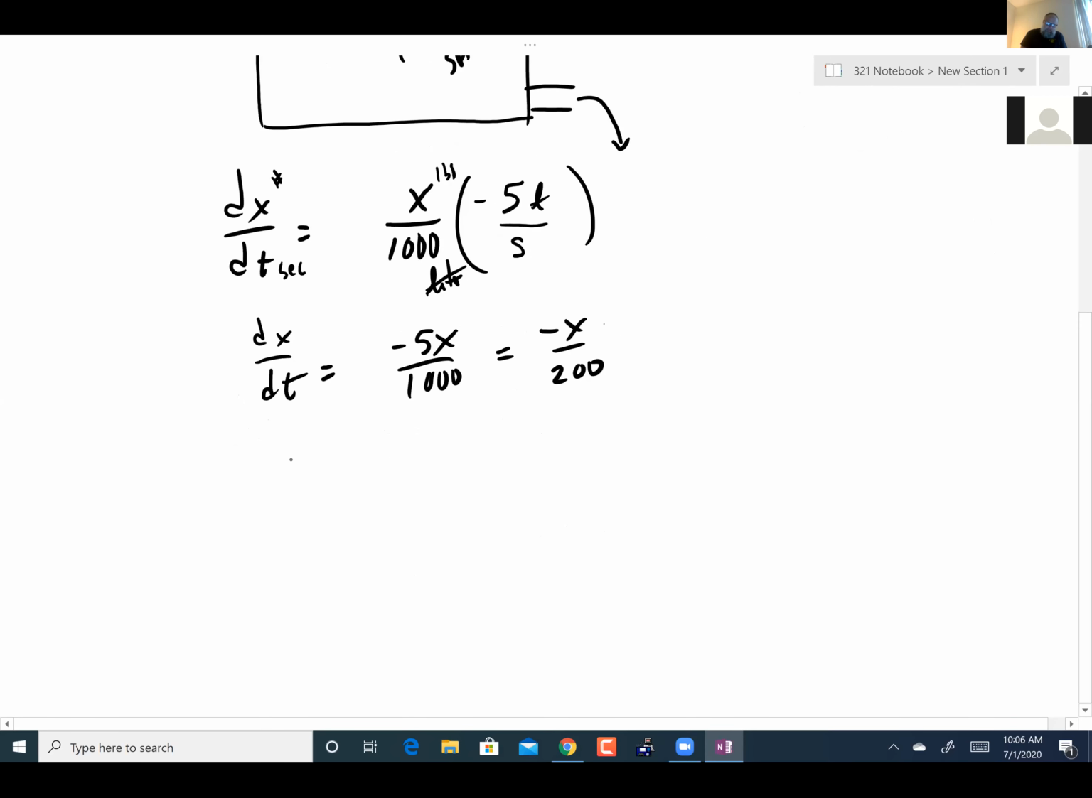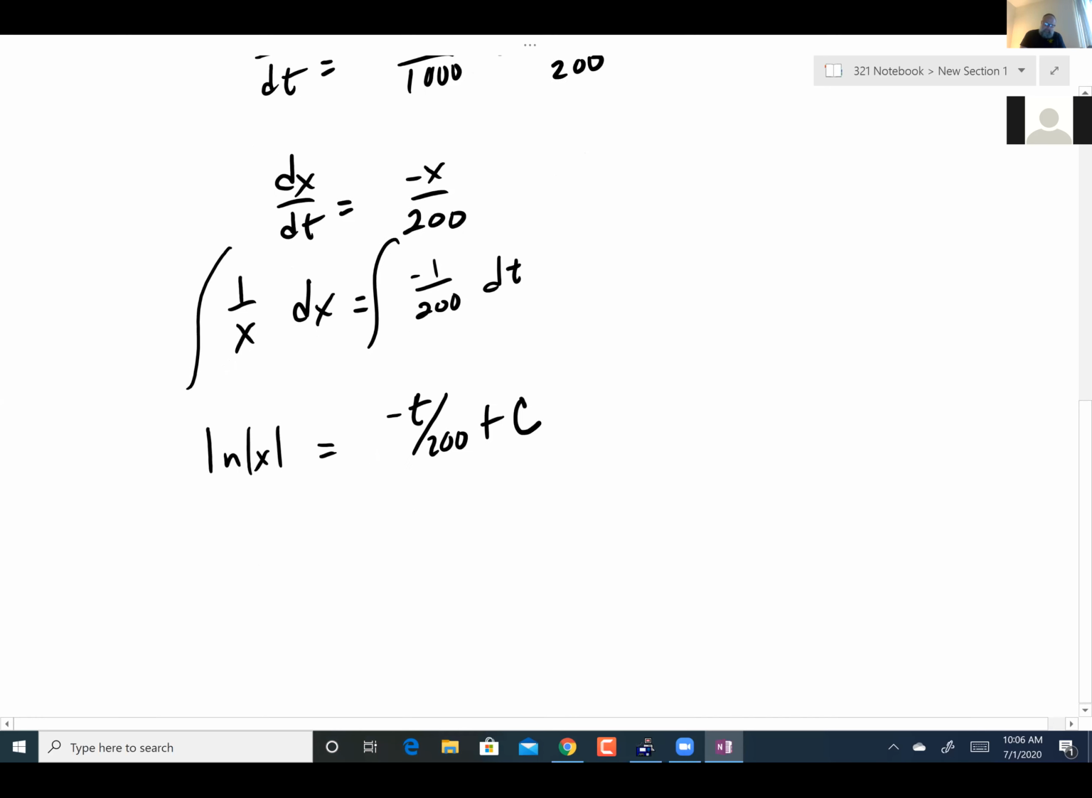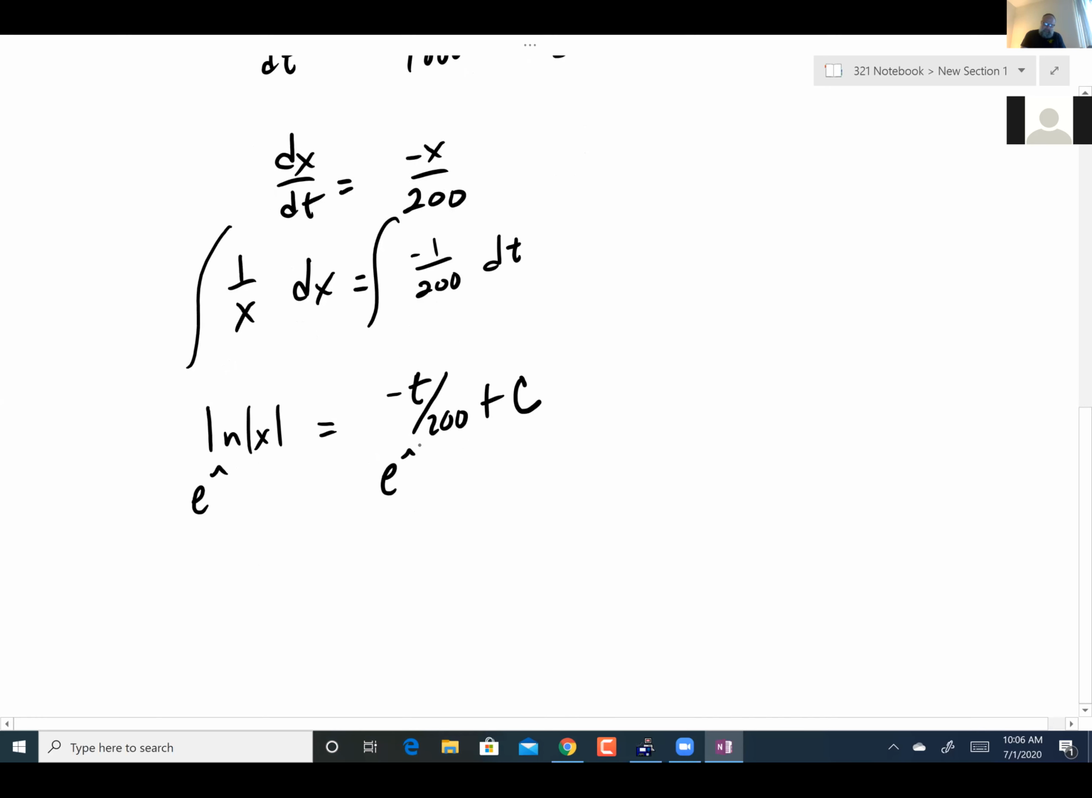Let's do this problem. So we have dx/dt. It's separable, so I'm going to divide both sides by x, multiply both sides by dt, and integrate both sides. So the ln of x is going to equal negative t over 200 plus a constant. Then I'm going to exponentiate both sides. I think I've done enough of this part, so I can speed the process up a little. I'm going to get x equals c e to the negative t over 200.